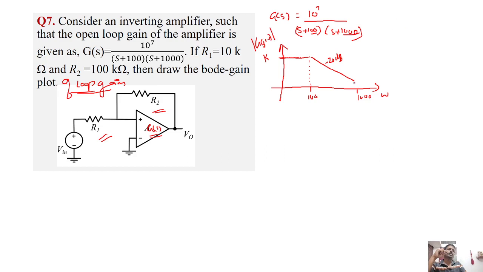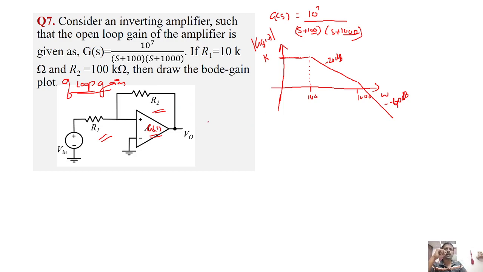And after 1000 the next value will come, right? So at 1000 it will come like this, so -60 dB. Not -60, sorry, -40 dB. So this is all about g of j omega. Now we'll check what is the feedback gain.